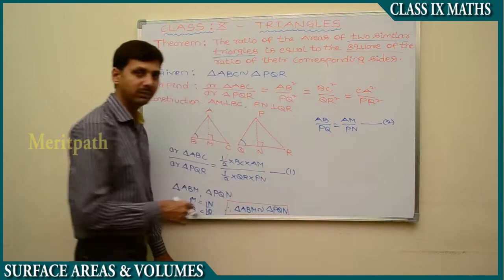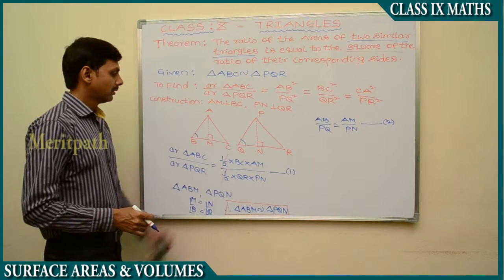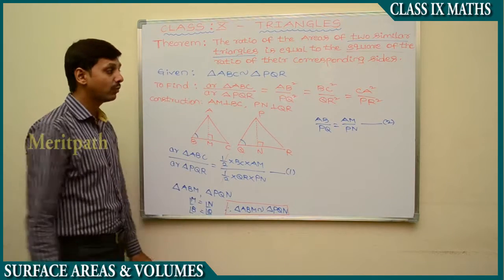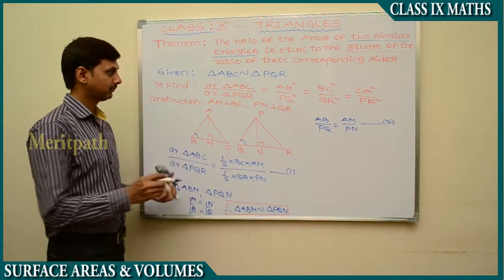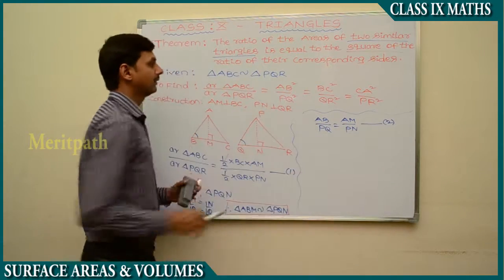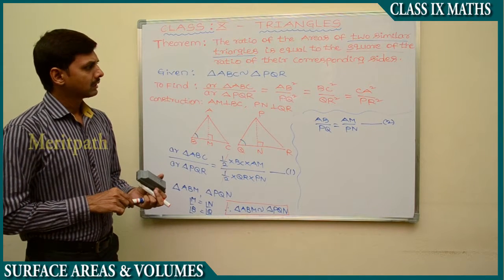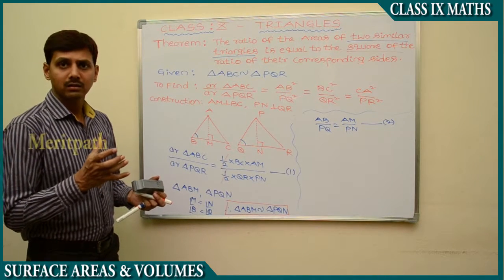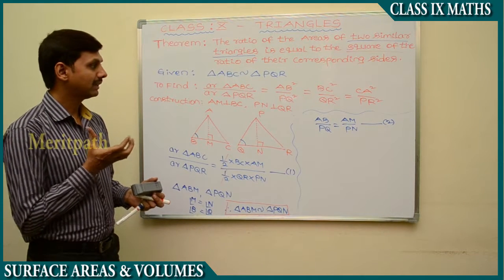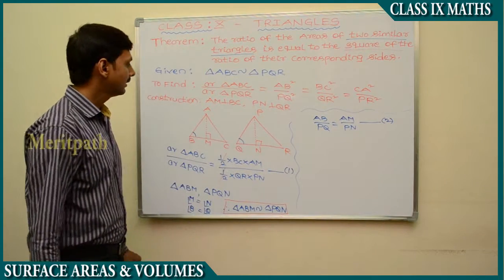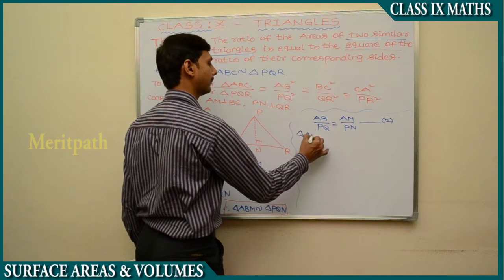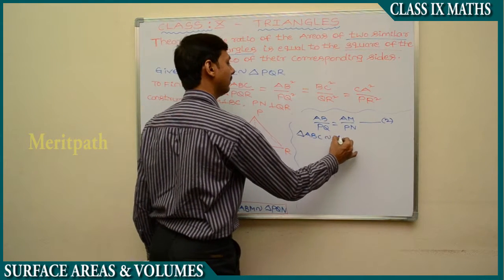So we got one of the equations before. Let's take that. So this is BC into AM by QR into PN we got. So after cancellation of half by half, we continue here. Let's take the triangle ABC and triangle PQR again. It's given that triangle ABC is similar to triangle PQR.